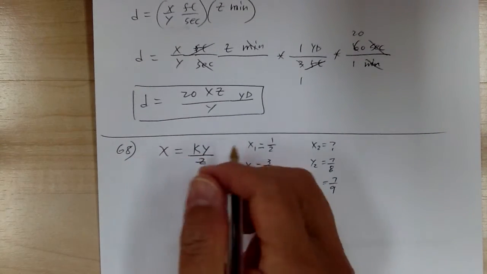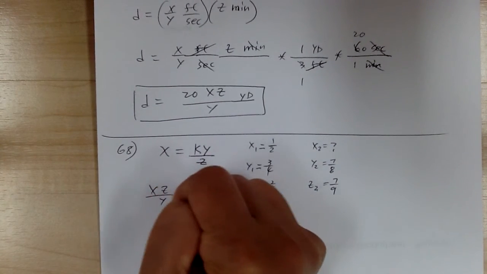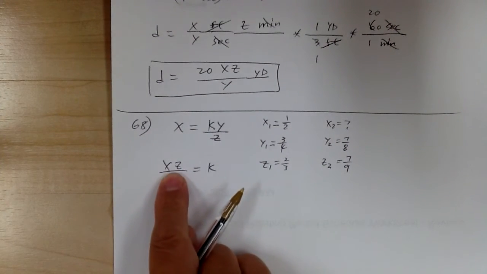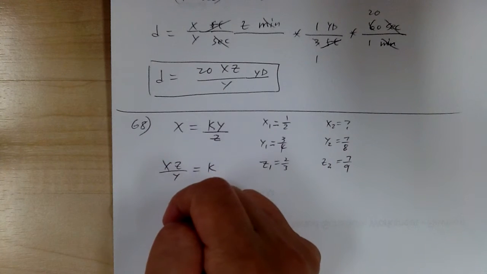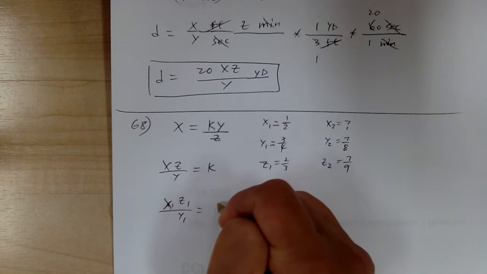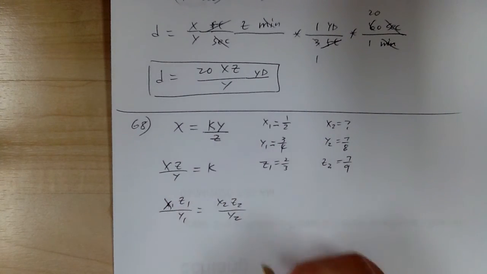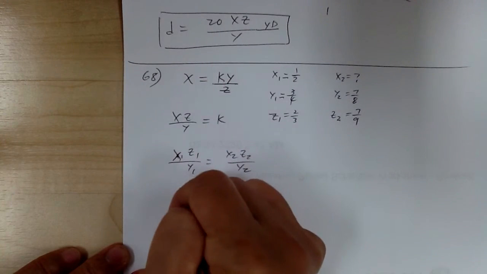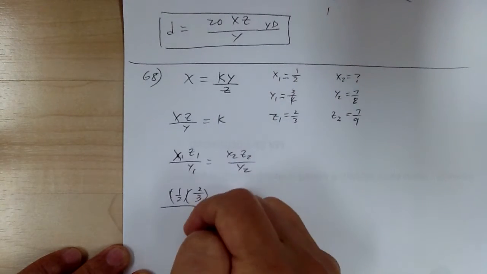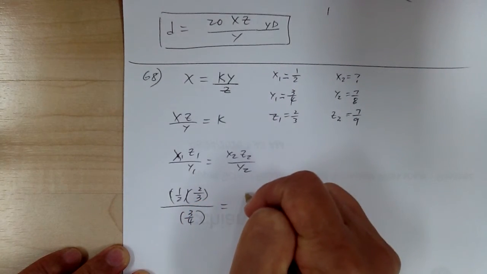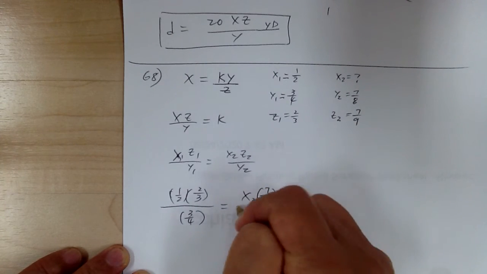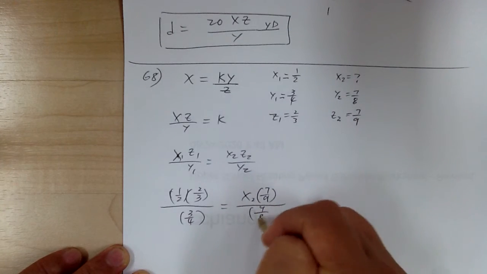Okay, so first let's go and solve for k. So you're going to get xz over y equal to k. And then from here, you're just going to have the first scenario equal to the second scenario. So you're going to have x1 z1 over y1 equal to x2 z2 over y2. Okay, so substitute. So you got 1/2 times 2 over 3 over 3 over 4 equal to x times 7 over 9 over 7 over 8.